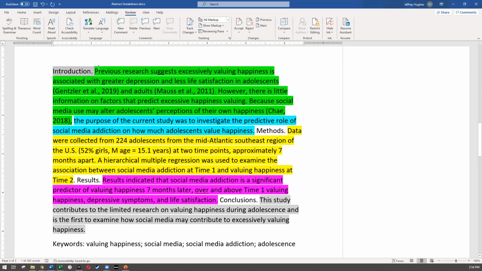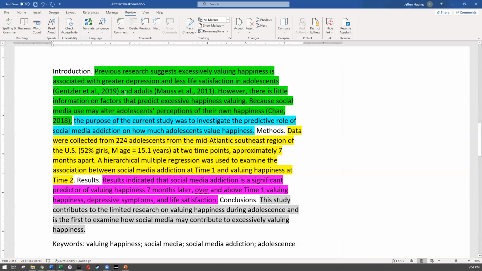So I'm just going to read it out again, but I'm going to break down the parts. Previous research suggests excessively valuing happiness is associated with greater depression and lower life satisfaction in adolescents, a citation for that, and adults. However, there is little information on factors that predict excessively valuing happiness. Because social media use may alter adolescents' perceptions of their own happiness, the purpose of the current study was to investigate the predictive role of social media addiction on how much adolescents value happiness.